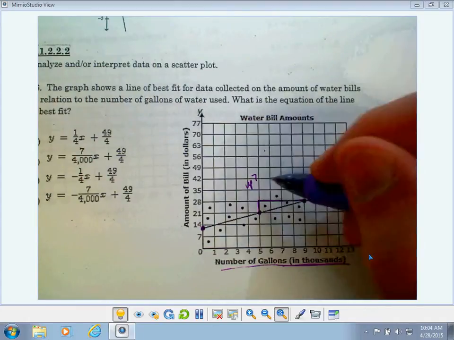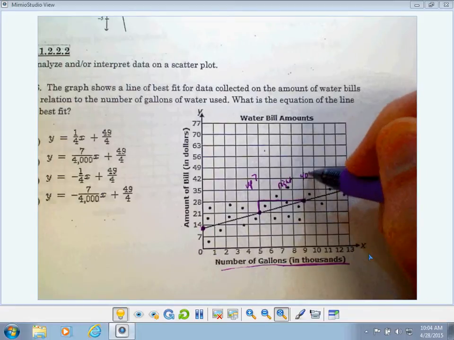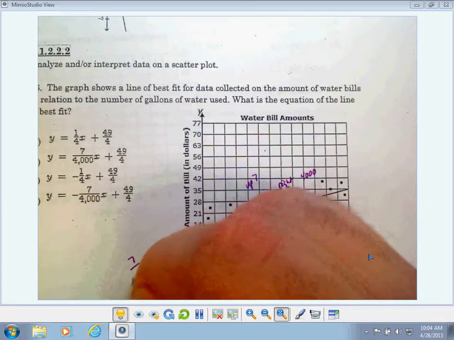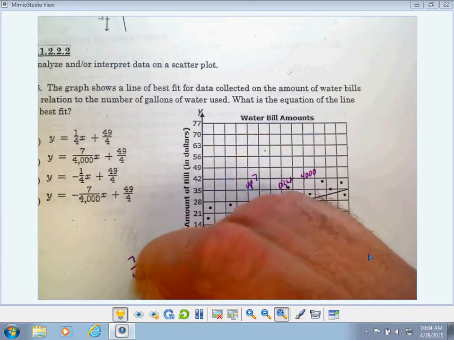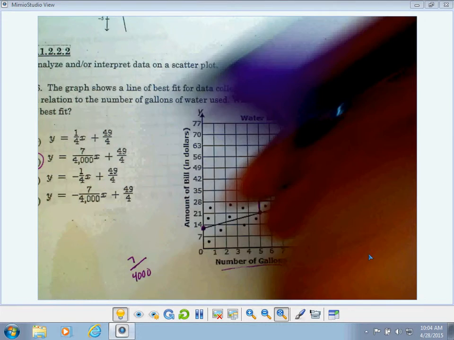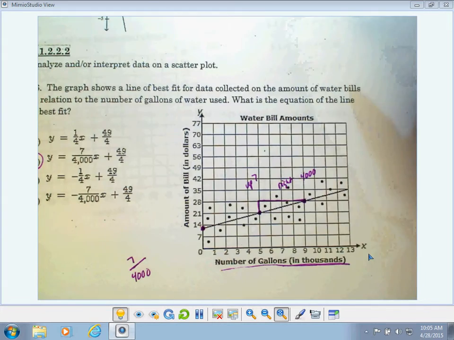Right? So remember, you're going right, not 4, but 4,000, because this is in gallons in the thousands. So our slope is 7 over 4,000. So it means our graph is B. Right? 7 over 4,000.